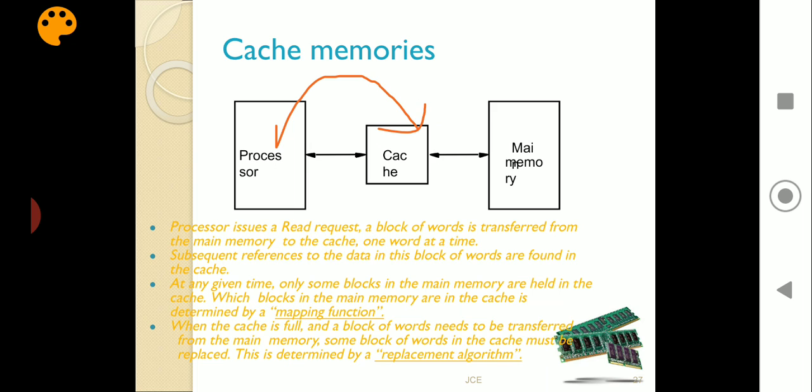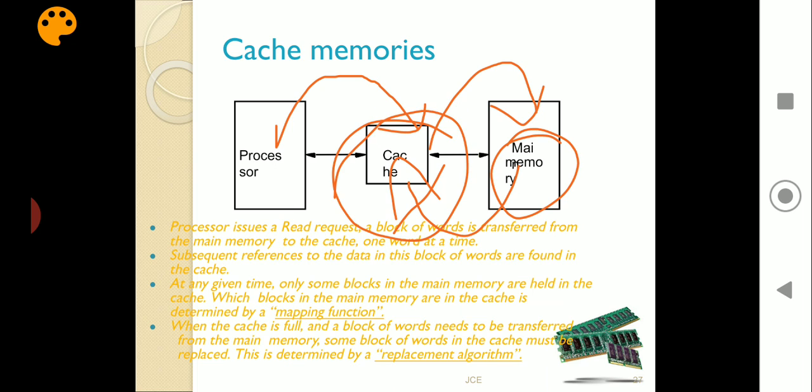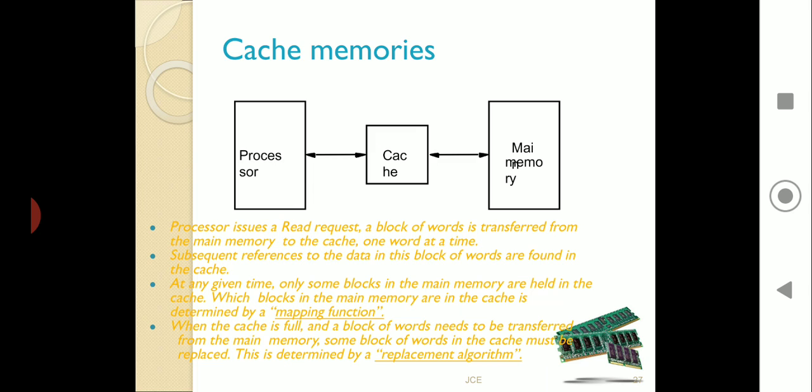Then inside cache, let us now assume that there is nothing. Then what will cache do? It will go to main memory, fetch the data, and it will come back to cache memory. That means whatever data is there in the main memory will be coming and getting stored in your cache memory. Okay, so this is very important, friends.